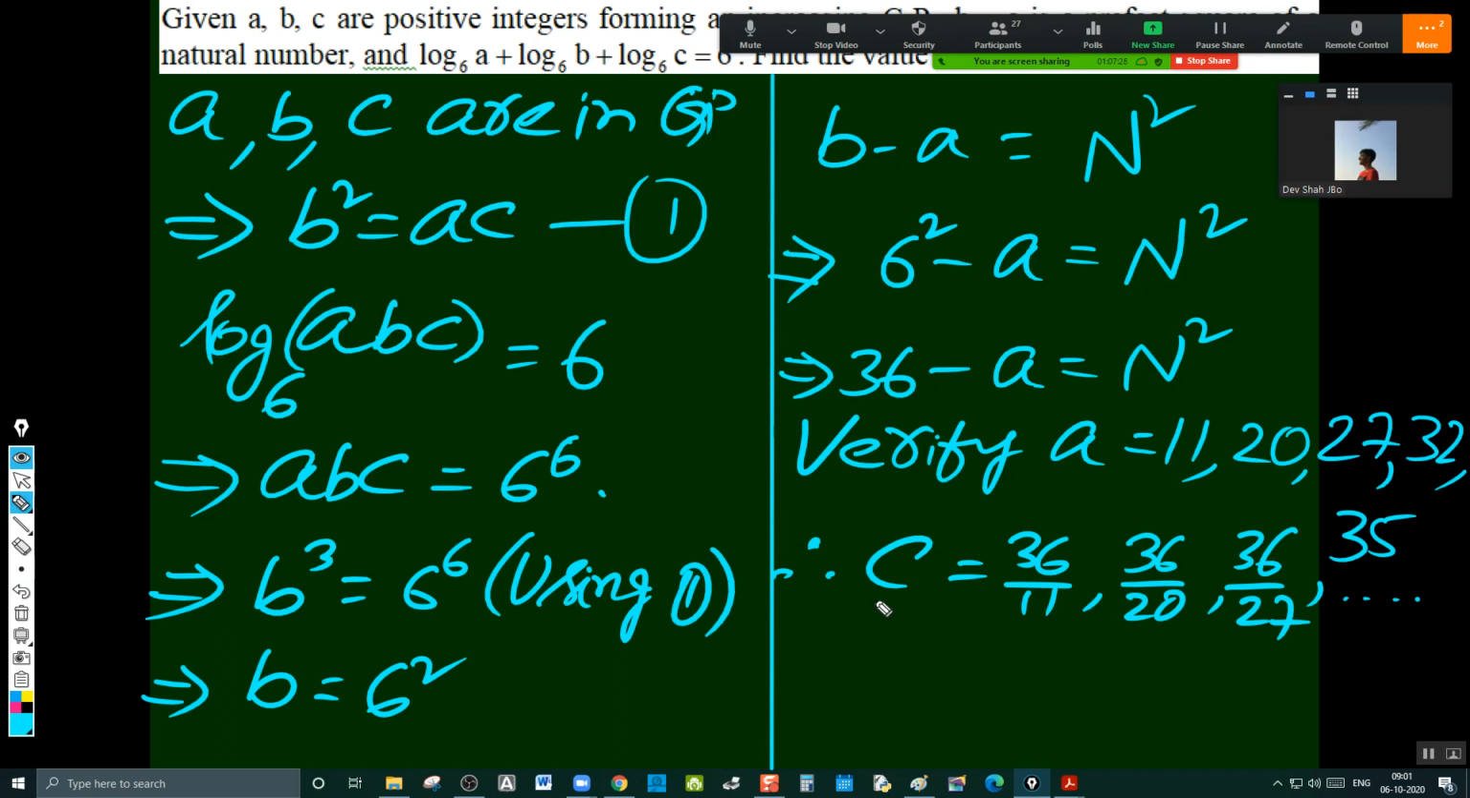सर बी स्क्वायर में 6 रेज़ टू 4 आएगा ना? क्या बेटा? बी स्क्वायर के जगह पे 6 रेज़ टू 4 आएगा बिकॉज बी इज 6 स्क्वायर. बी स्क्वायर के जगह में क्या आएगा बेटा? अच्छा 6 पावर 4 आएगा ना? यू आर राइट. हाँ.